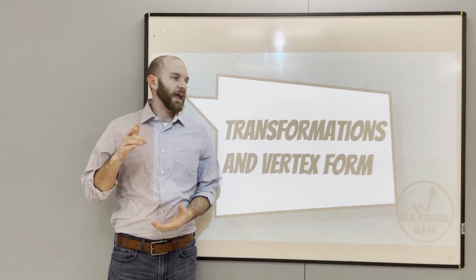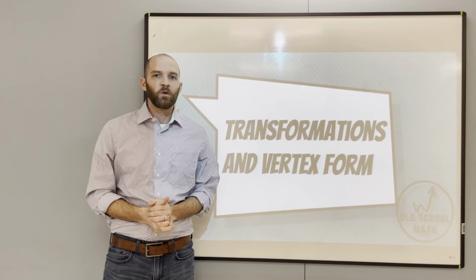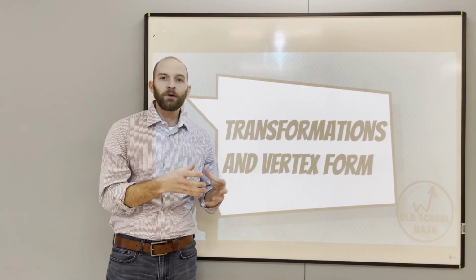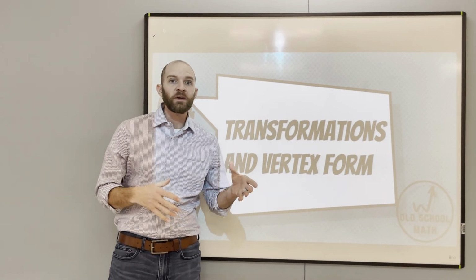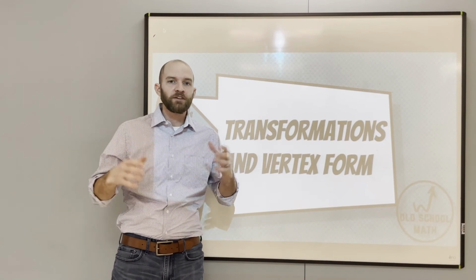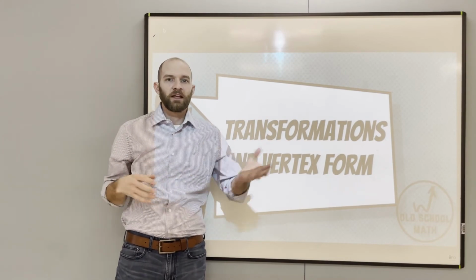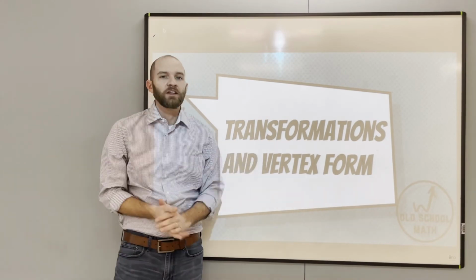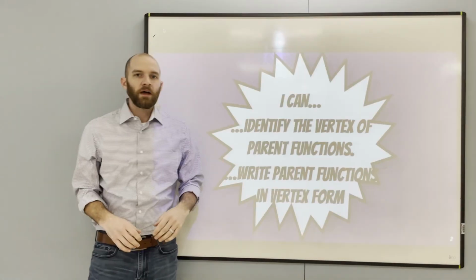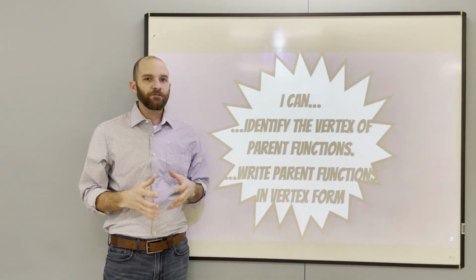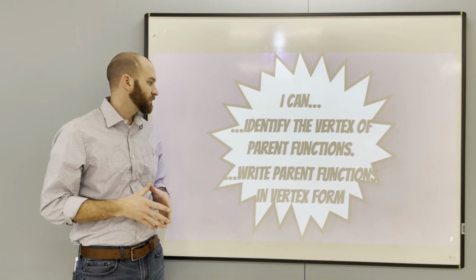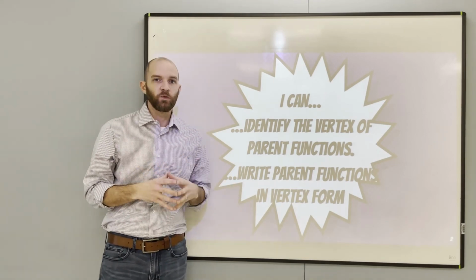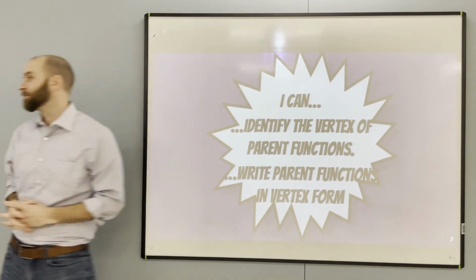Today we're going to be taking a look at transformations in vertex form. We're going to take a look at how to take a parent function, which we learned about in our last video, and make it move around the graph, shift it, translate it up, down, left, right, and that all starts by learning the vertex form. By the end of this video, you'll be able to identify the vertex of parent functions and write parent functions in vertex form based on translations.